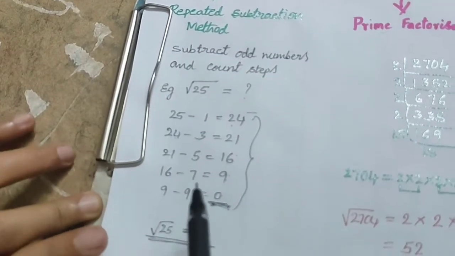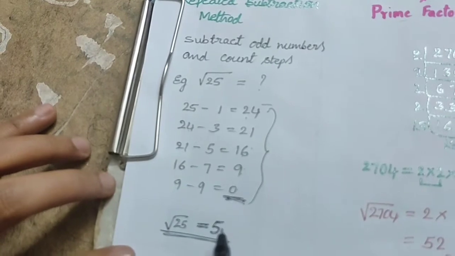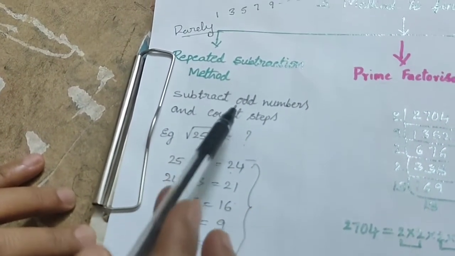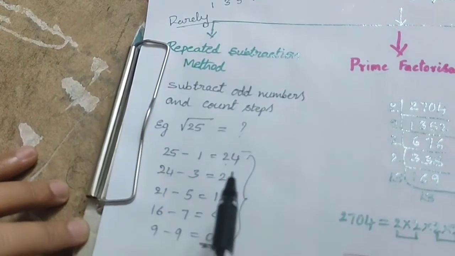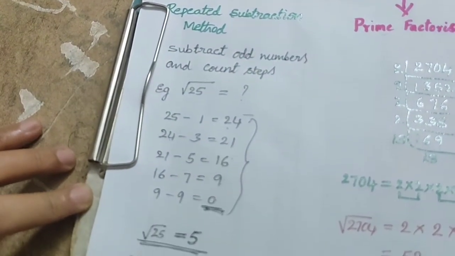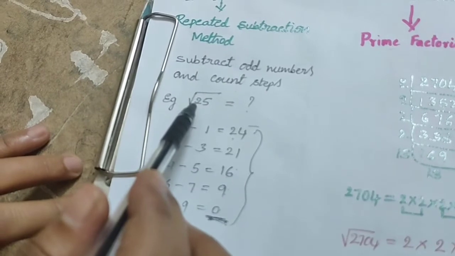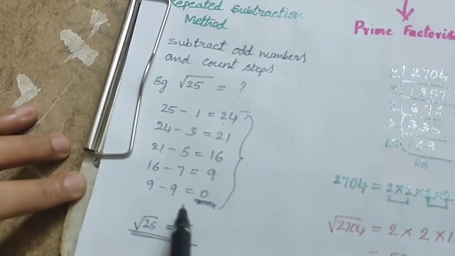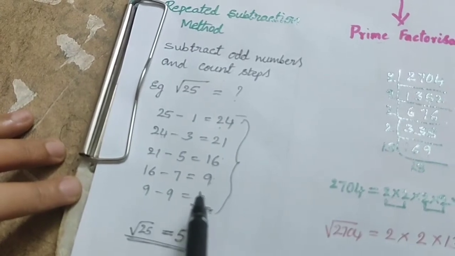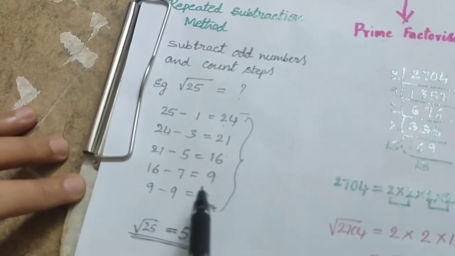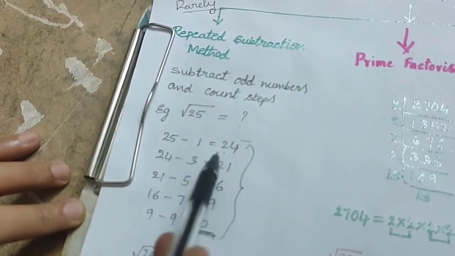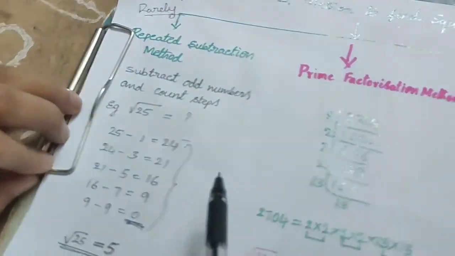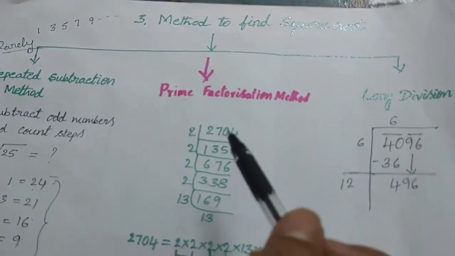Students ask, are there any limitations in this repeated subtraction method? Yes, so many limitations are there. Suppose a bigger number comes, it cannot be found easily by subtracting odd numbers, because it takes two or more pages. That's why it is not used properly in some questions. So now we are going to the second method.